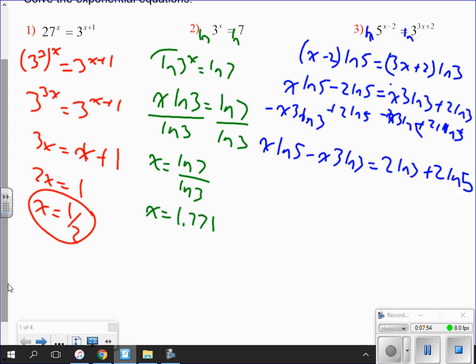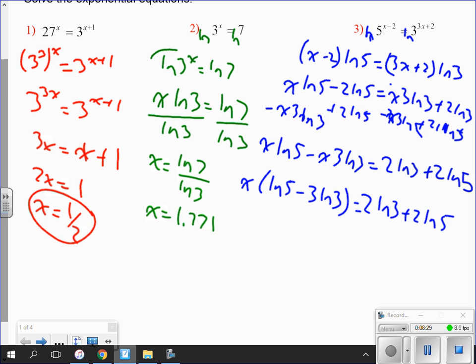What's my next step? No, I don't do any calculator work till the very last step. Okay, and I'll talk about that here in a second. Factor out your x's. Factor out the x's. I got 2 x's here, so I have x times the natural log of 5 minus 3 natural log of 3 equals 2 natural log of 3 plus 2 natural log of 5.